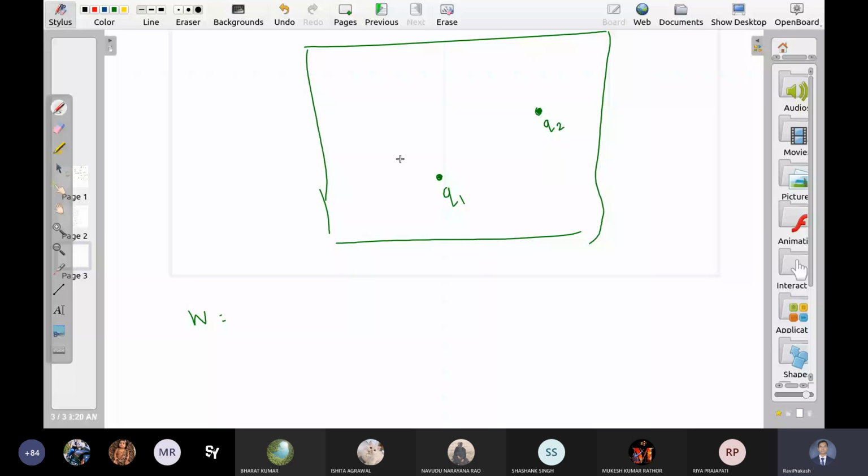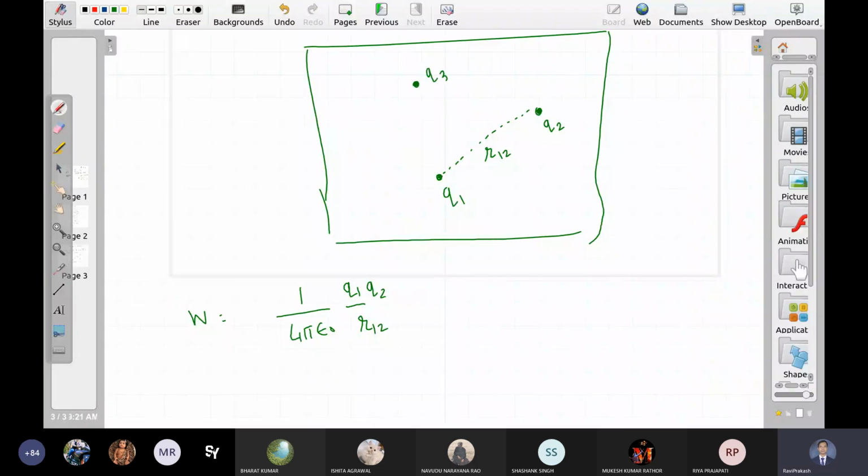Q1 upon R. And because of this potential field, Q2 has to do some work. How much is that work? Q1 Q2 upon R12, right? R12 is this distance. Okay. Let us bring one more charge, Q3. Let us put it here.